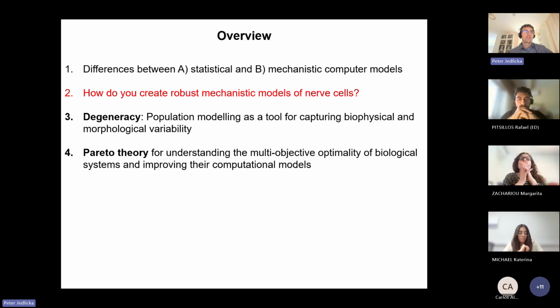Okay, so that was just a very, very general introduction or remarks. Now I would like to talk about the methods for creating robust mechanistic models and also morphological models of nerve cells.